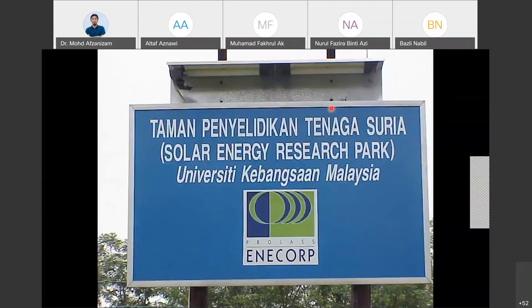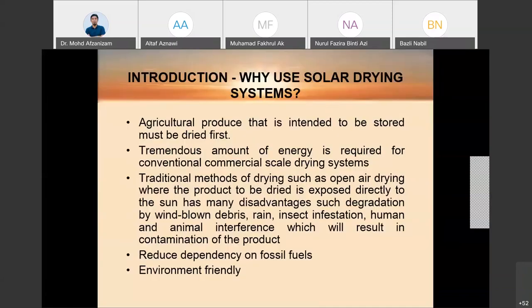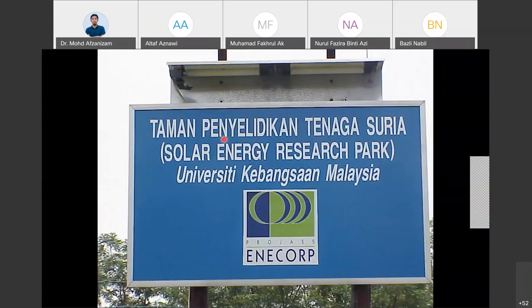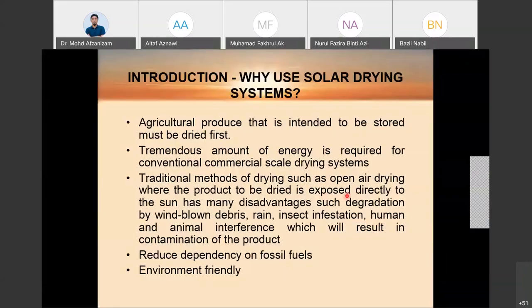Okay, so this is the time of the night. So they have the solar energy research park, which is at Universiti Kebangsaan Malaysia. Agriculture produce that is intended to be stored must be dried first.